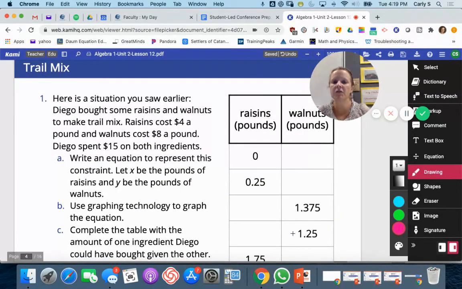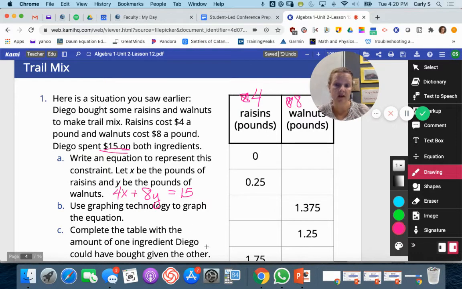So here's a situation you saw earlier. Diego bought some raisins and walnuts to make trail mix. Raisins cost $4 a pound, and walnuts cost $8 a pound. Diego spent $15 on both ingredients. Write an equation to represent this constraint. Let X be the pounds of raisins and Y be the pounds of walnuts. So we do raisins are $4 a pound, plus walnuts are $8 a pound, and he spent $15.